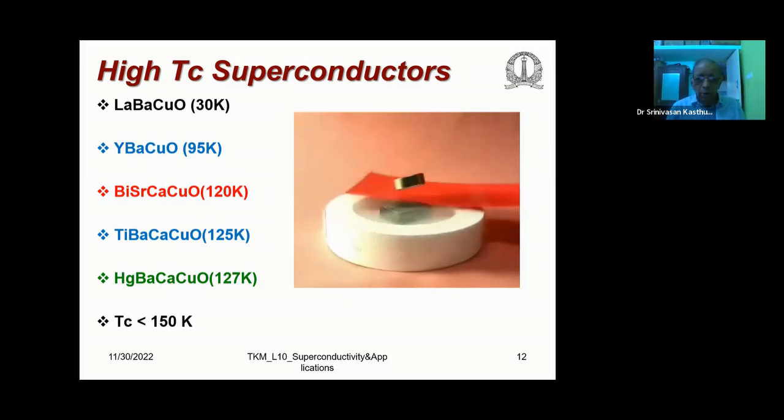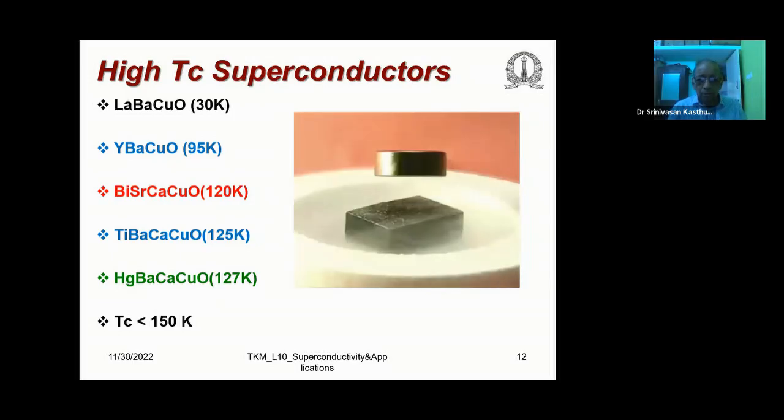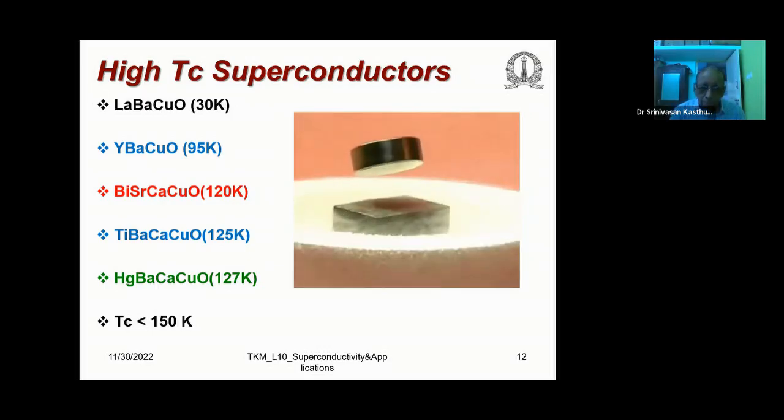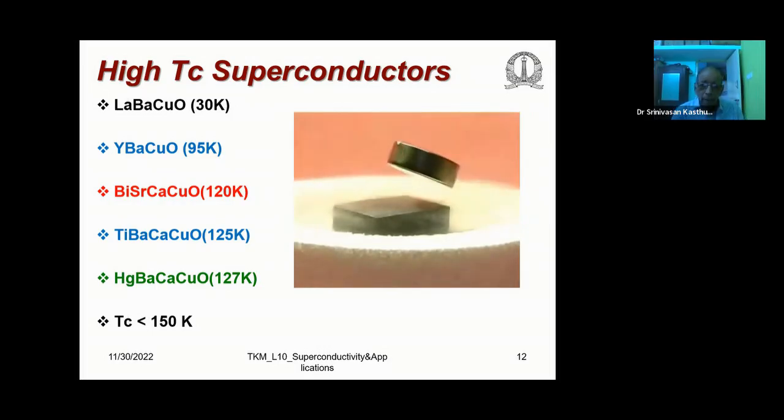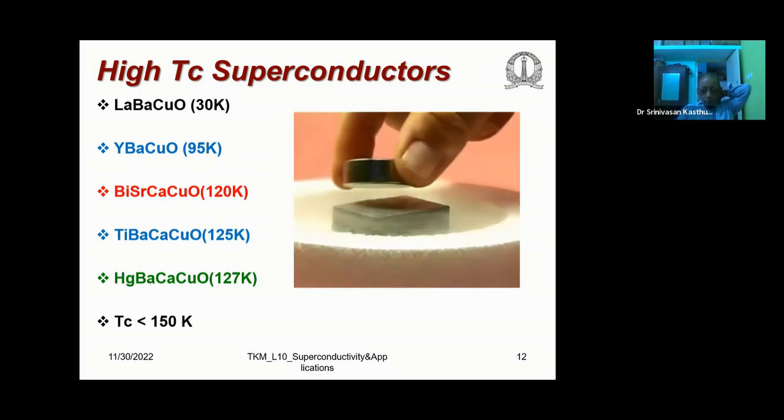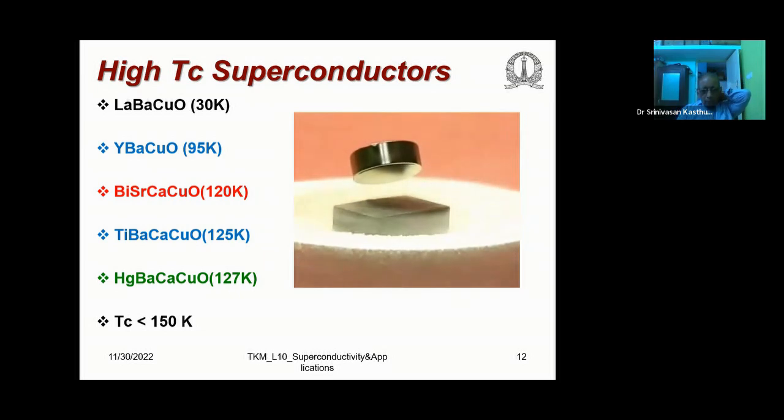Okay, so he is showing that you can have so much gap between the material and the magnet. Okay, and the magnet can be oriented in different positions. See, you can put it on one side or you can put it on the other side and so on. So this is also possible.